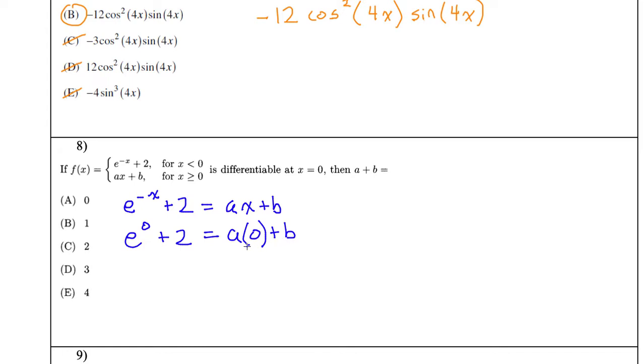If I simplify that, anything to the power of 0, including e, is 1. So this is going to be 1 plus 2 is equal to 0 plus b, which means b is equal to 3. We're halfway there. We use the continuity test to do that. We now need to use the differentiability test, which means I take the derivative of the left, derivative of the right, and then set those two equal to each other.